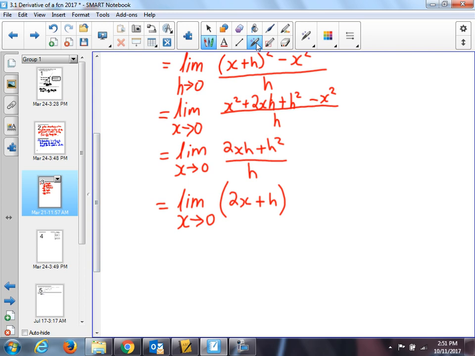When you have a rational expression, it's implied that there's a bracket around there. You know what I'm saying there? That's one whole unit. So there's nothing to do on the 2x. Yes?